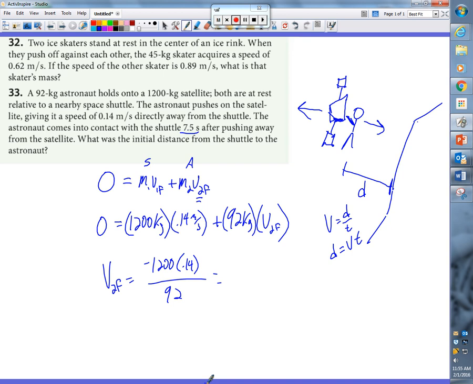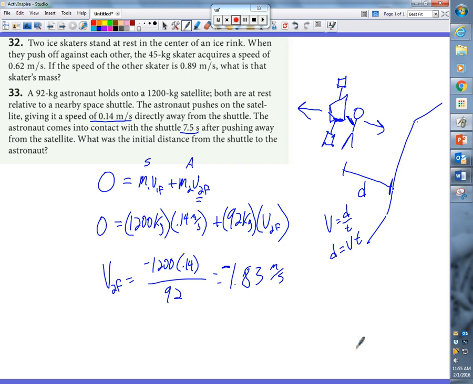So once we do that, we get our final velocity, 1200 times 0.14 divided by 92, which is about 1.83 meters per second. Now just to double check, the satellite's very massive, the astronaut's not so much more massive. So we should expect this speed, which actually comes out to be negative, to be significantly higher than this speed, which it is. And it's nothing outrageous like 50 meters per second or something like that. So it's a very realistic speed, so it seems like a good answer.